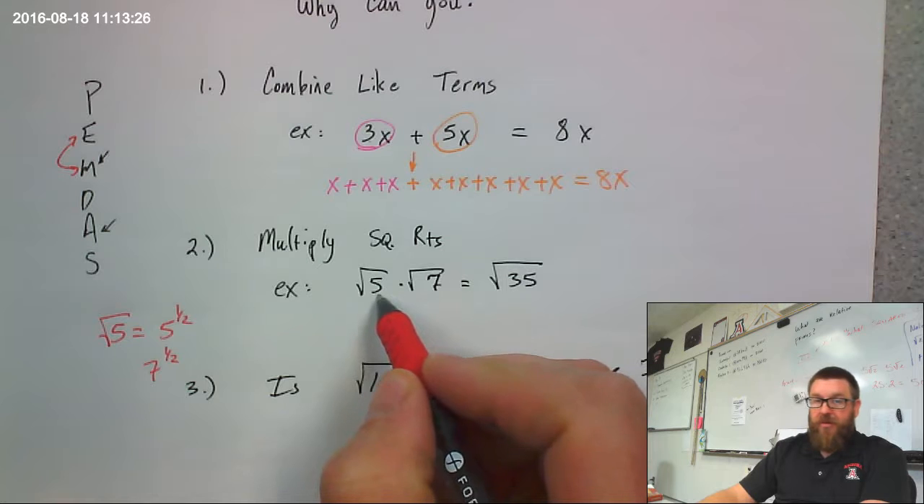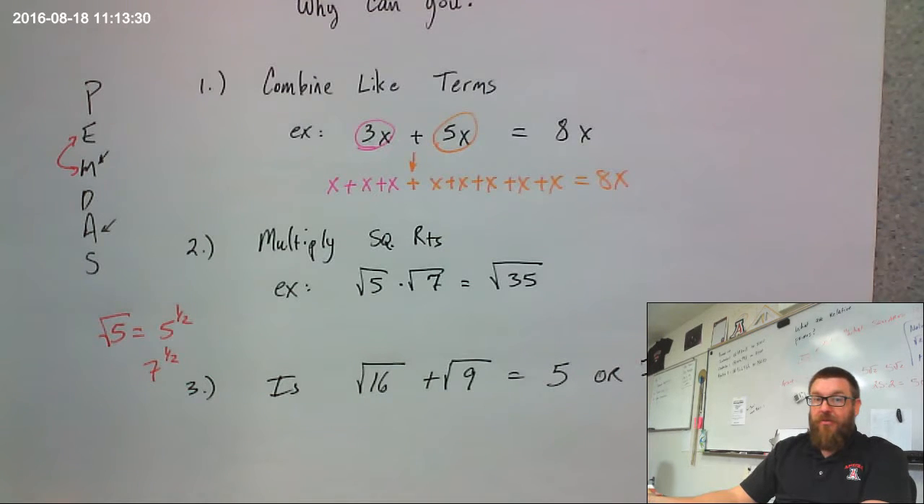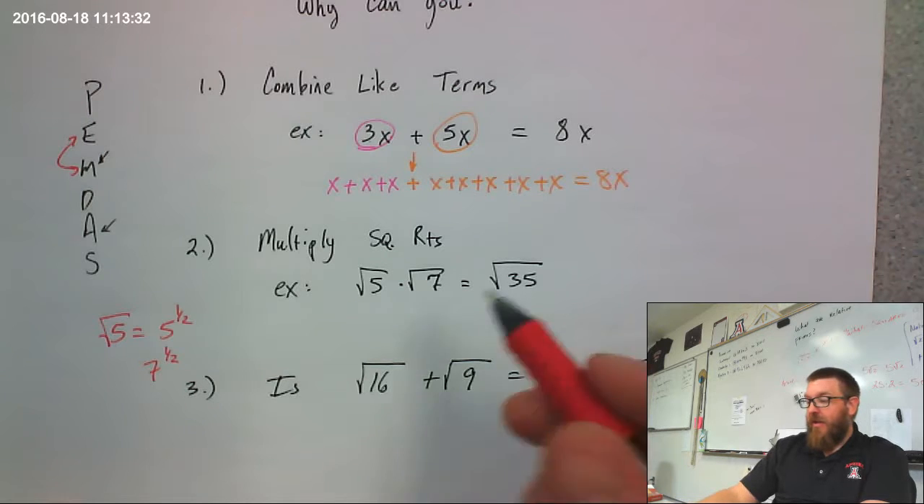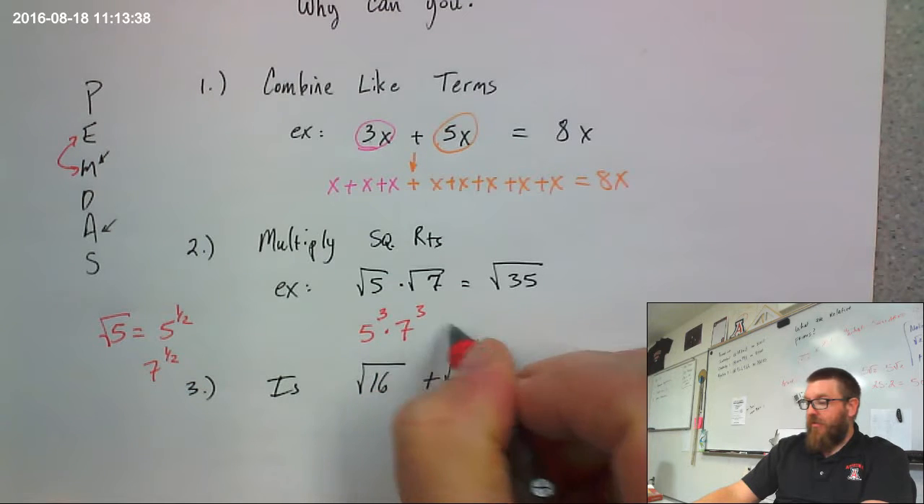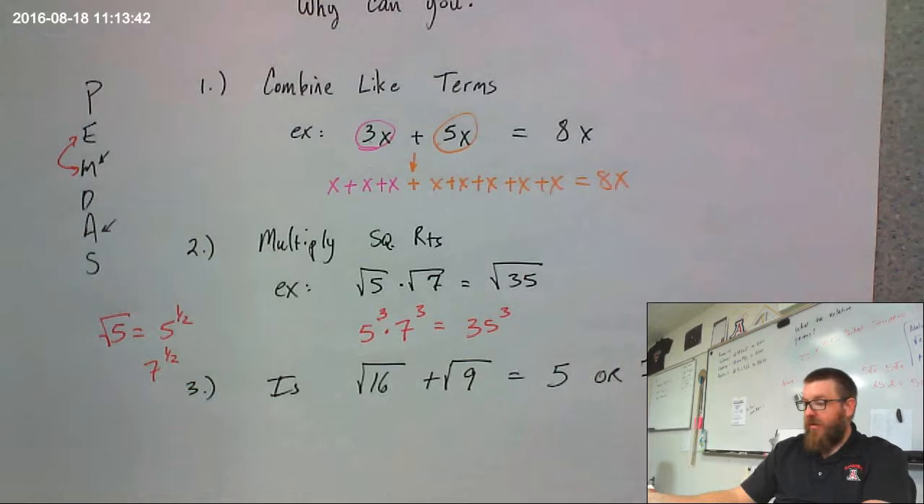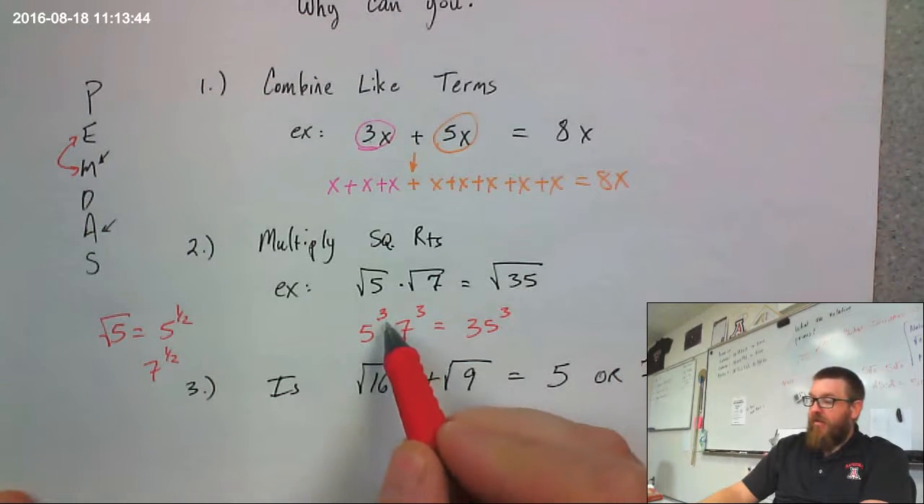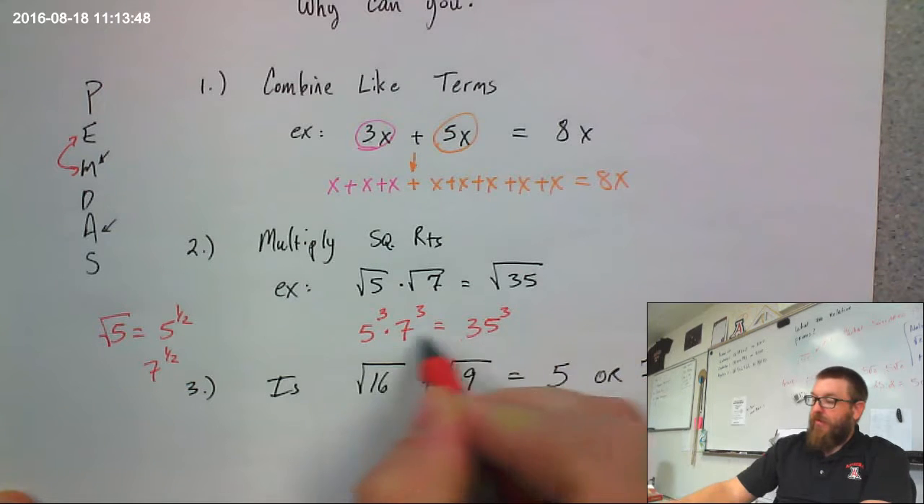The square root is 1/2 and this is 1/2, so that's why you're able to combine those things together. Maybe this would make a little bit better sense. What if we had 5 cubed times 7 cubed? Would that equal 35 cubed? So what we're saying is these have the same exponents. Would this be the same?